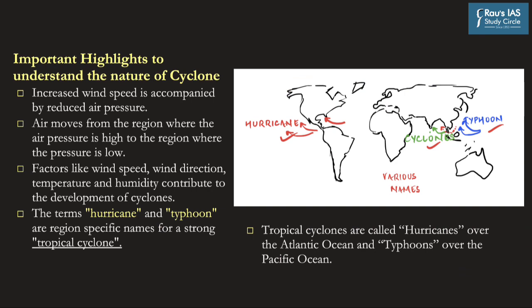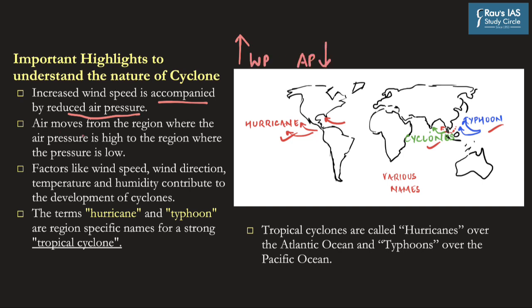So keeping these two important things in mind, let's start our discussion with respect to how tropical cyclones are named. So before going into the naming of the cyclone, let's go through some of the important aspects of the cyclone itself. It highlights that increased wind speed is accompanied by reduced air pressure. So the moment wind speed increases, air pressure decreases.